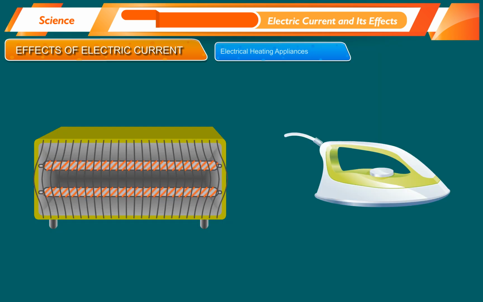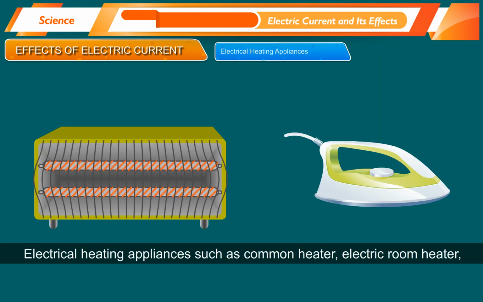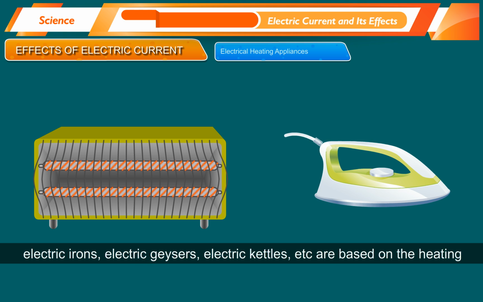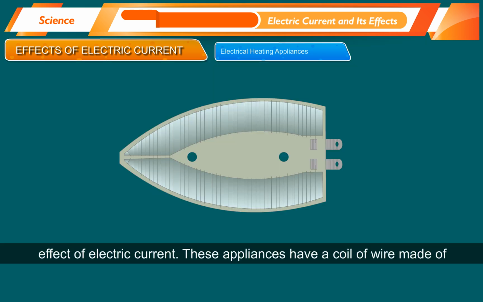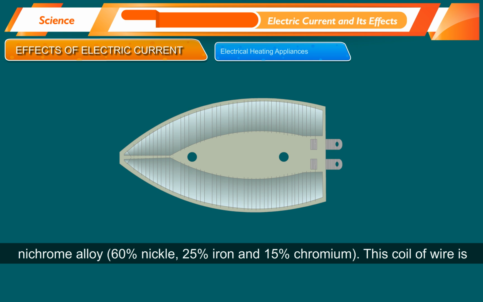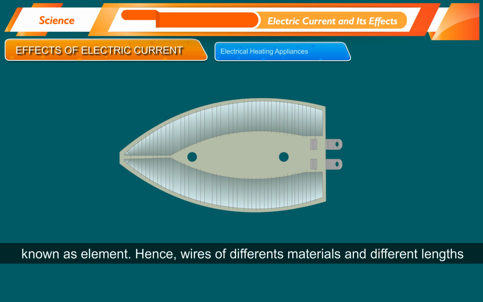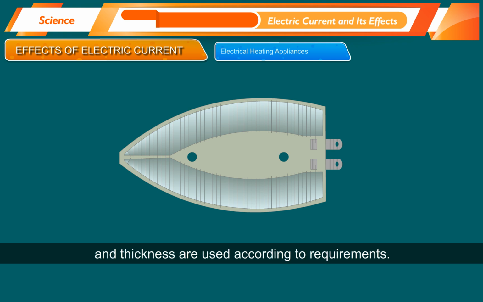Electrical heating appliances. Electrical heating appliances such as common heater, electric room heater, electric irons, electric geysers, electric kettles, etc. are based on the heating effect of electric current. These appliances have a coil of wire made of nichrome alloy, which is 60% nickel, 25% iron, and 15% chromium. This coil or wire is known as element. Hence, wires of different materials and different lengths and thickness are used according to requirements.